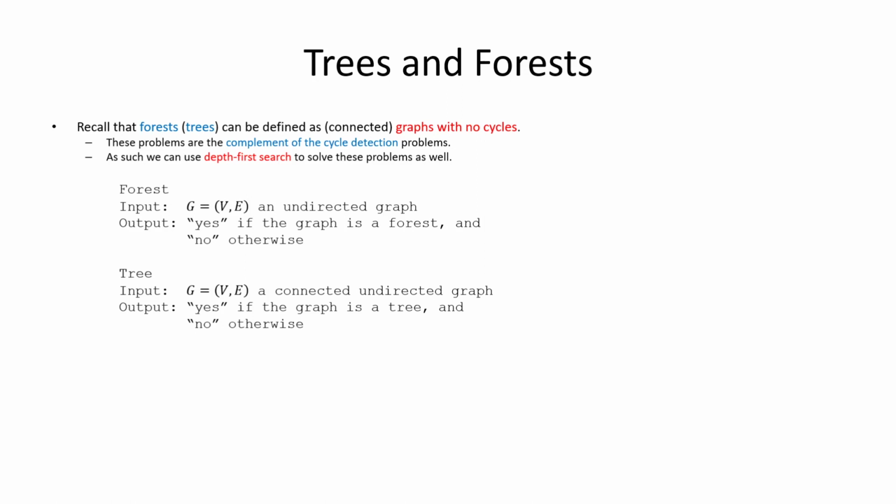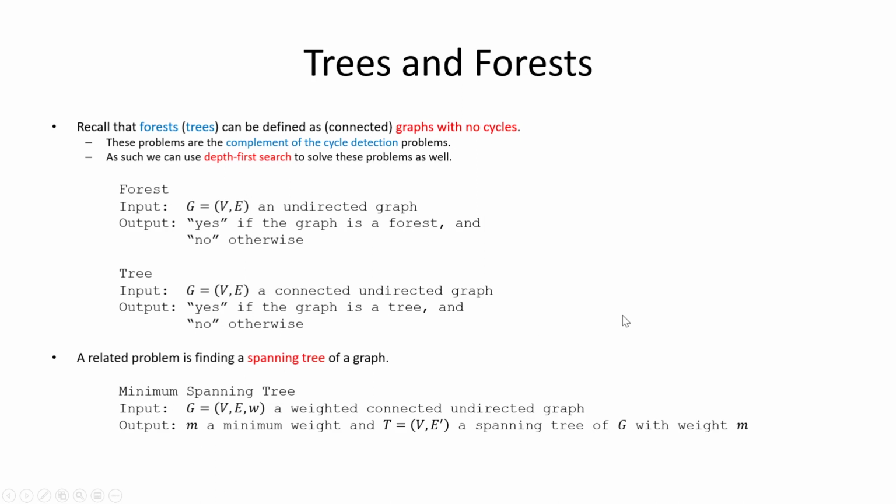So detecting if a graph has a cycle, well, if you detect it has a cycle, then it must not be a tree or a forest. If you know that it's a tree or a forest, then it must not have a cycle. So we have this sort of back and forth relationship between these two problems and the cycle problem. Also related to these two problems then is a more common problem, which is the minimum spanning tree problem.